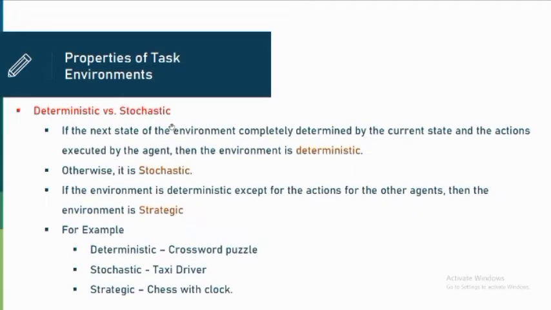The next one is deterministic versus stochastic. What do you mean by that? If the next state of the environment is completely determined by the current state, you understand, then it is deterministic. Otherwise, if the environment is determined except for the actions of the other agents, then the environment is strategic. So what do we mean by deterministic, stochastic, and strategic? Just look at the examples.